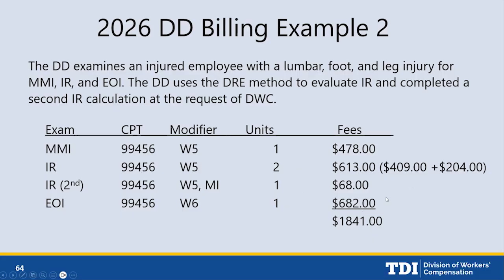Here's your reimbursement rates. The first body area, $409.00, and then $204 for that second body area for the impairment rating. So that's where those numbers come from. And then your multiple impairment rating for that additional body area, $68. And then the extent of injury exam is billed at $682. So the total on that exam would be $1,841 MAR, and should be paid the MAR.